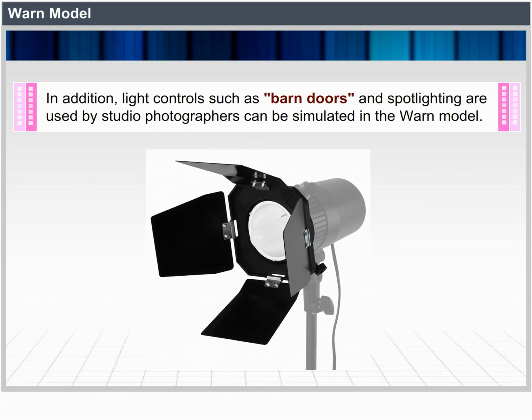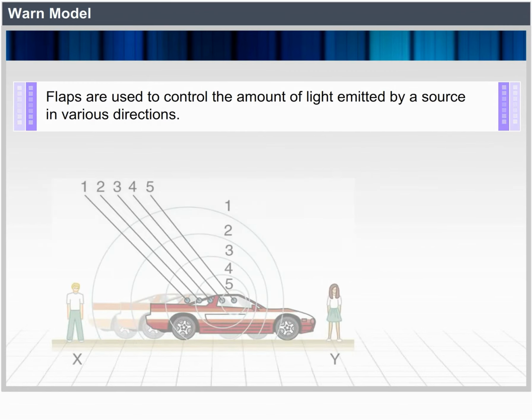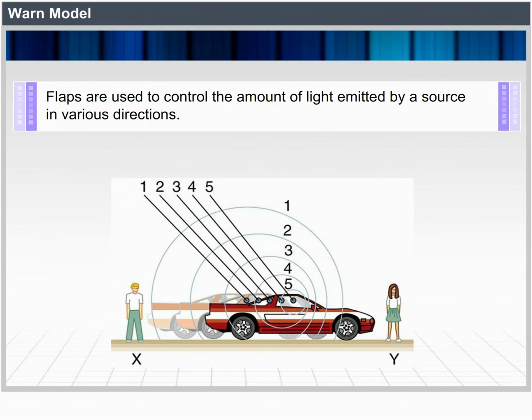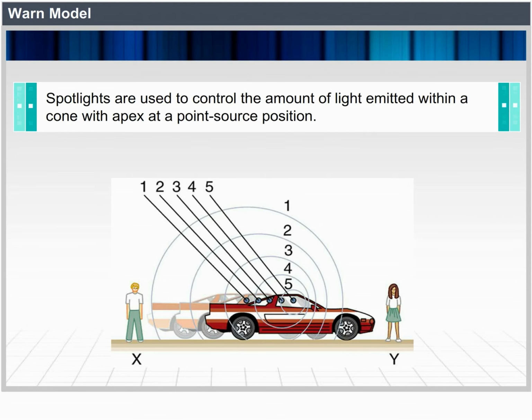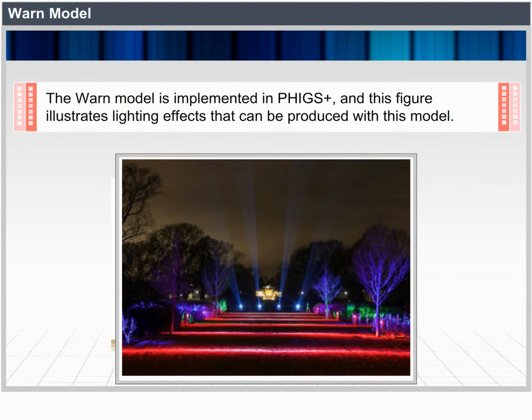Flaps are used to control the amount of light emitted by a source in various directions. Two flaps are provided for each of the X, Y, and Z directions. Spotlights are used to control the amount of light emitted within a cone, with apex at the point source position. The Warn model is implemented in Figs Plus, and this figure illustrates lighting effects that can be produced with this model.